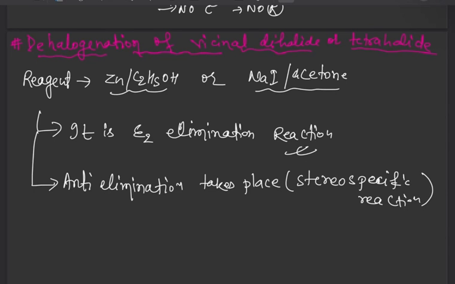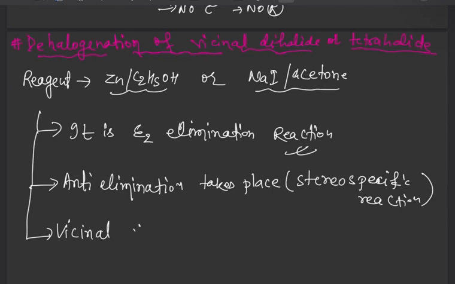We already know if there is E2 means what? There will be a stereospecific reaction, anti-side elimination. And this is why this is taking place, because vicinal dihalides are not much stable.